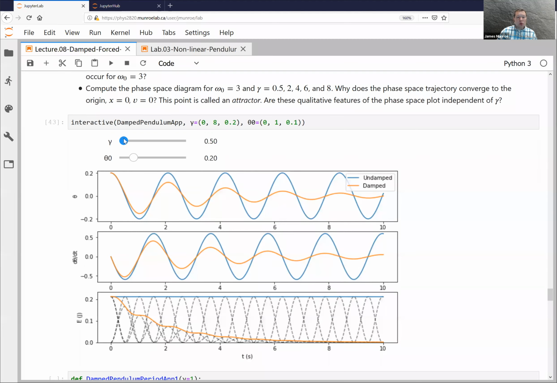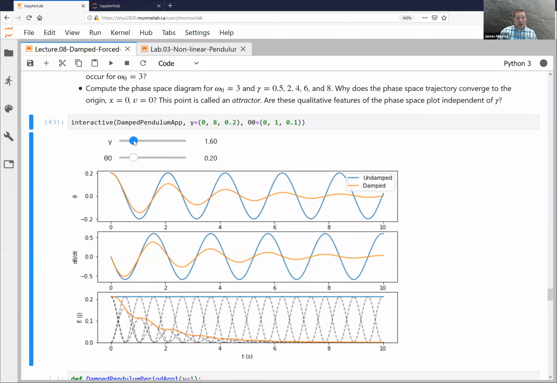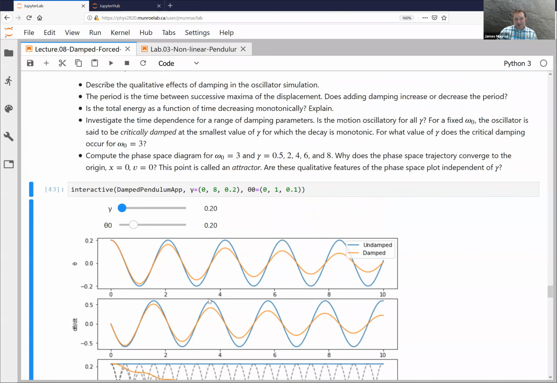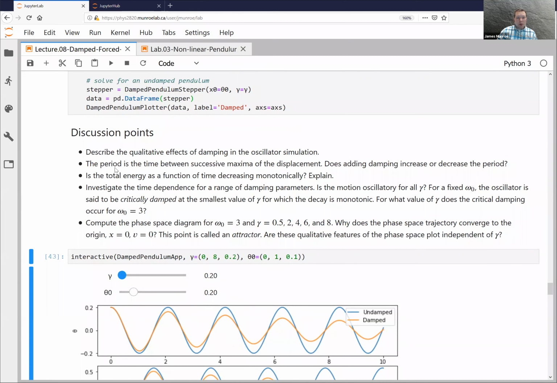If you play with this code and you increase the amount of damping, I think what you can see is it damps faster, right? It really takes all the energy out of it. And if I put in a very, very small amount of damping, a damping factor of 0.2, it damps fairly slowly all the way through. Okay, so that's the basic idea of damping. The period is the time between successive maximums of displacement. What happens to the period?